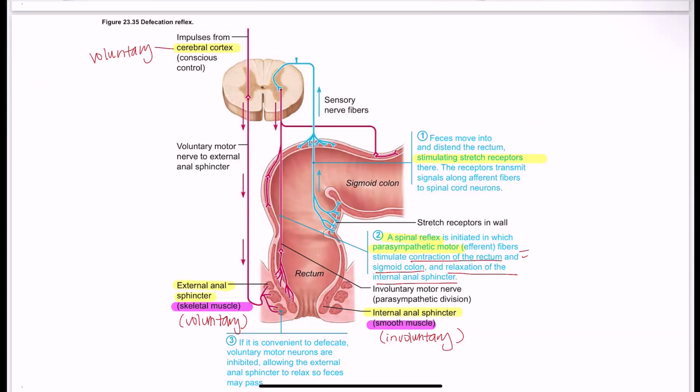So it's a double layer. Once the rectum gets stretched, that ignites a reflex to relax the internal anal sphincter to allow for that passage, but it's not going to pass yet because we still have to relax that external anal sphincter. And that's when the conscious mind comes in.